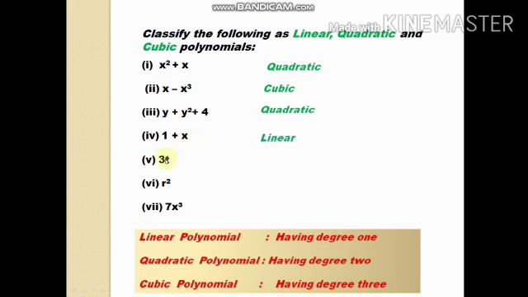Fifth part, again it is a linear polynomial. Sixth part, here the degree of this polynomial is 2. So it is a quadratic polynomial. And in this last part, you can see here the degree of this polynomial is 3. It means it is a cubic polynomial.